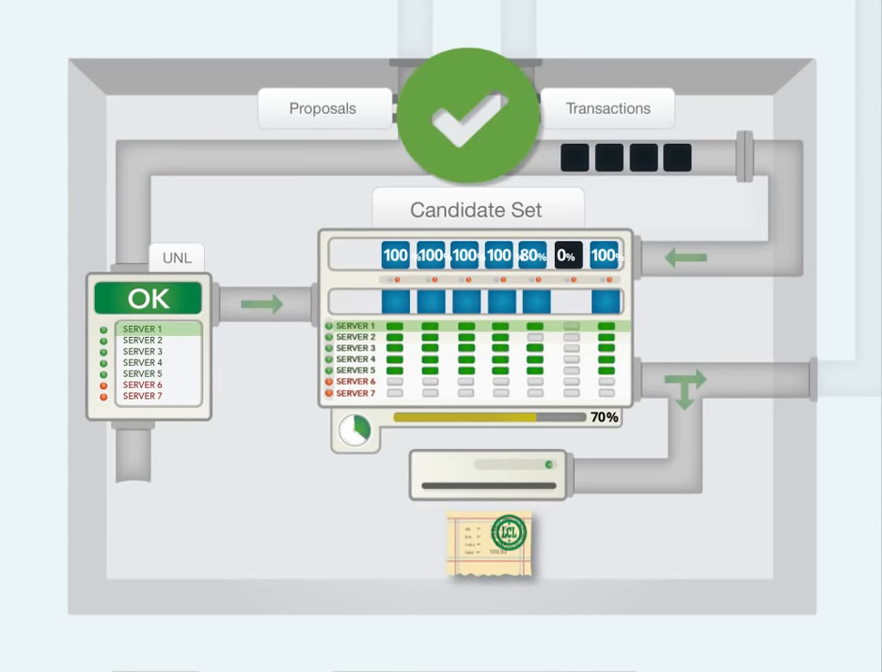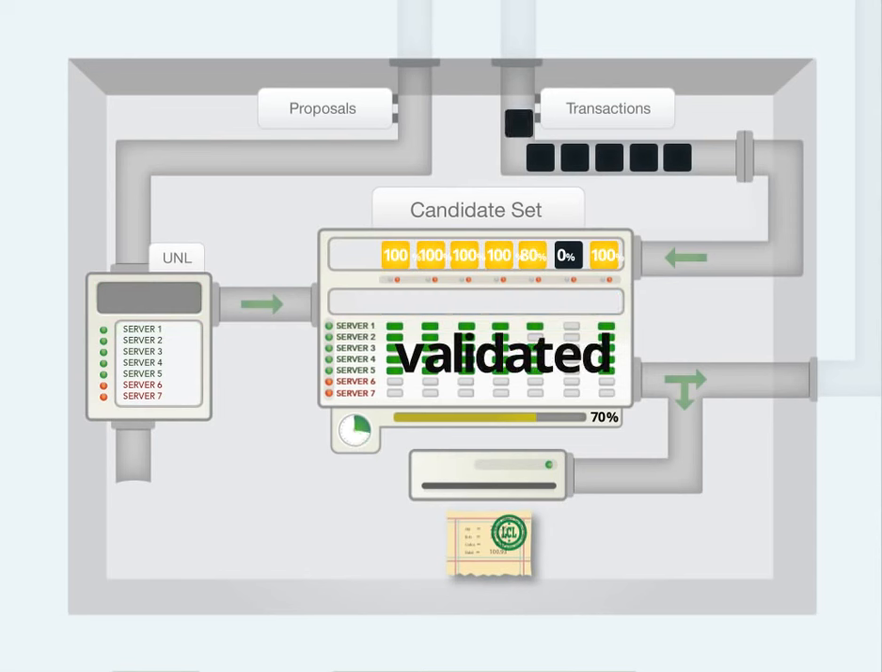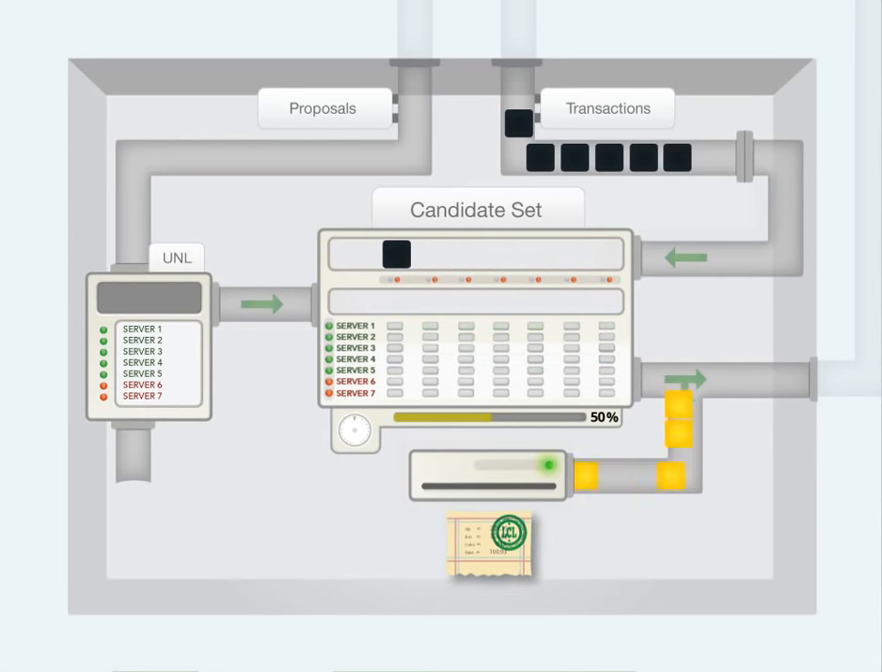A server knows that the network has consensus when 80% of the votes for every transaction in a proposal are either yes or no. This is the threshold for mathematical certainty. When a proposal hits the 80% threshold, the server validates the proposal, alerts the network, and closes its consensus process. This validated proposal is now applied to the last closed ledger. At this point, any invalid transactions are discarded and a new last closed ledger is created.